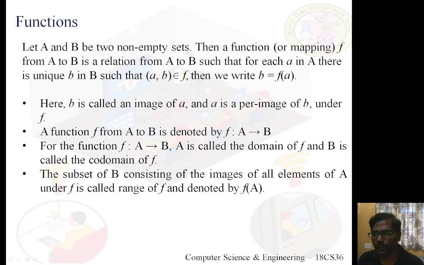Okay, clear? So now you are familiar with functions. You know what is an image, what is a pre-image. You know what is domain, what is codomain. Also, you know what is the range of a function. So I repeat, the range of a function is nothing but the set of all those elements of codomain B which appear at least once as an image.